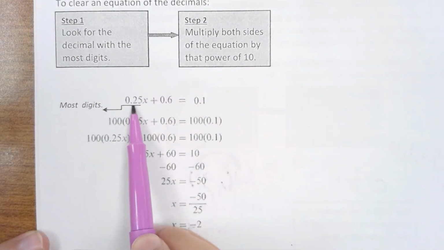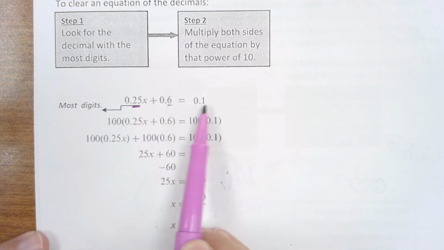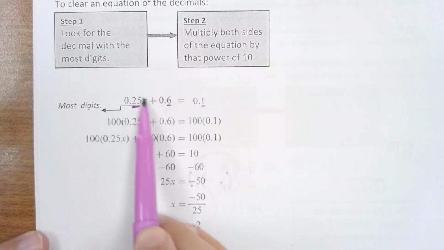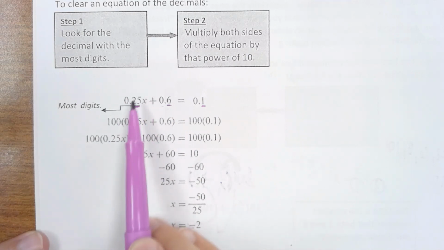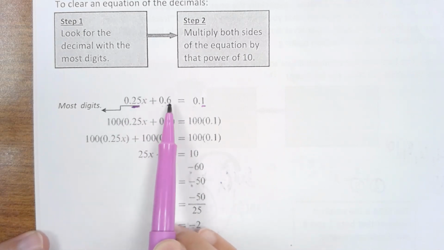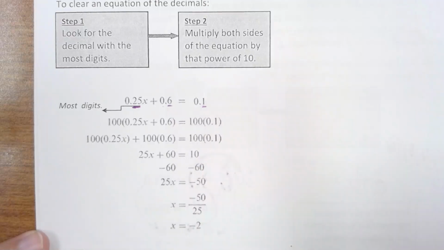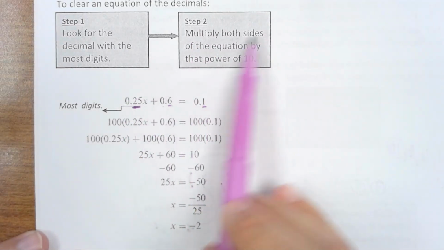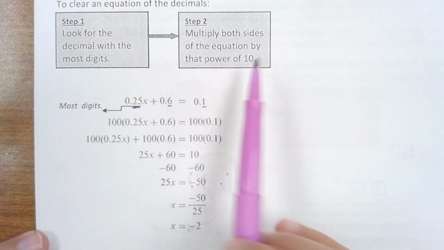So when they say the most digits, you're looking behind the decimals and seeing which one has the most. So as you guys can see, it was this 0.25x, okay, because it had 2 digits after the decimal point where these two only had 1. So once you find that decimal with the most digits, you're now going to multiply both sides of the equation by that power of 10.